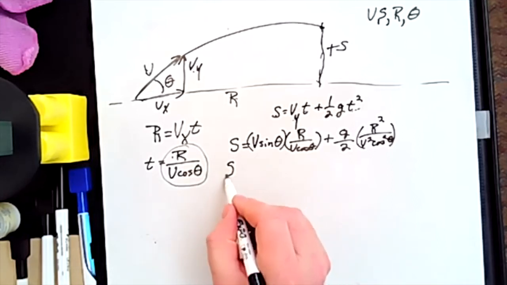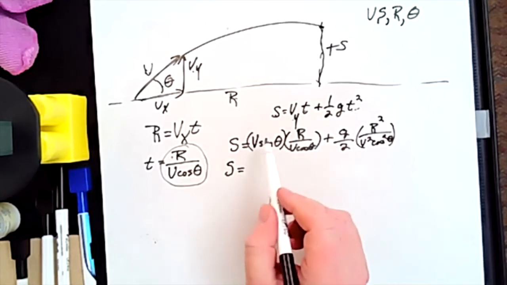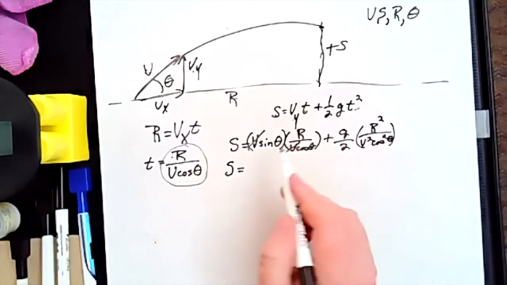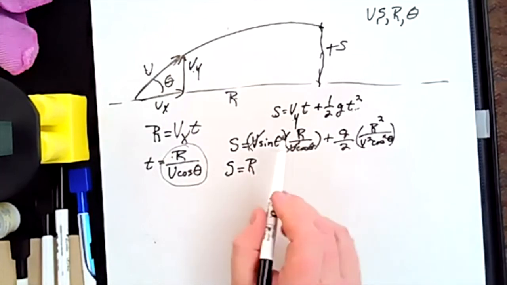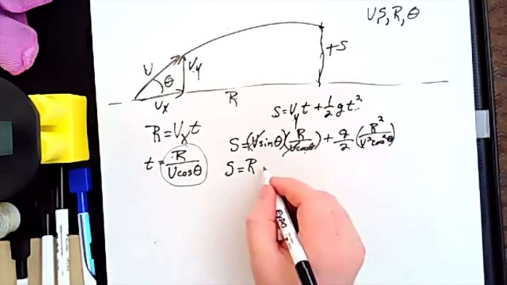We have S equals, so this first part here is nice. There's a V on the top and a V on the bottom. They cancel, right? So I'm left with an R. And then I have sine over cosine. Tangent. Everybody know that trig identity, right? It's an easy one. Sine over cosine. So R tangent.